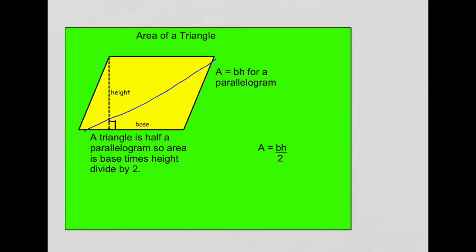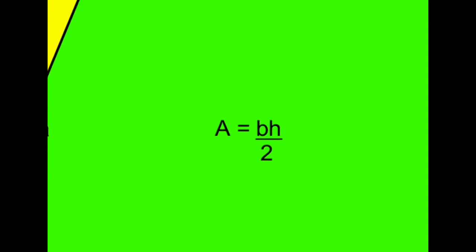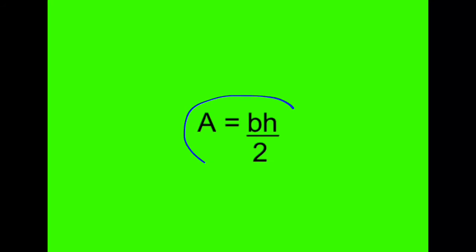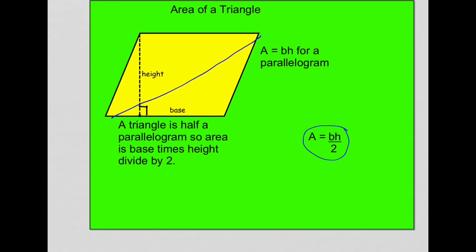So since the area of a parallelogram is A equals base times height, the math equation for area of a triangle is base times the height, or BH. Remember, we don't use the multiplication symbol. Base times height divided by 2. And we write that as a fraction, with base times height on top and then divided by 2 in the bottom. So right there is the math equation for area of a triangle, because a triangle is literally half a parallelogram. So let's use this area calculation to answer some questions.